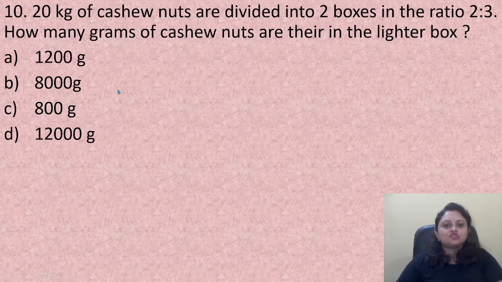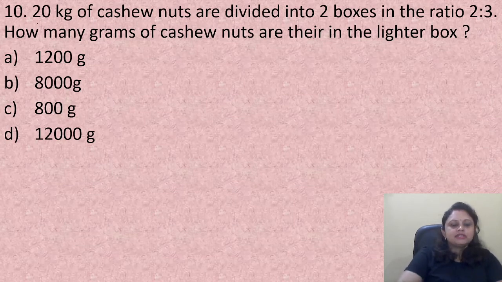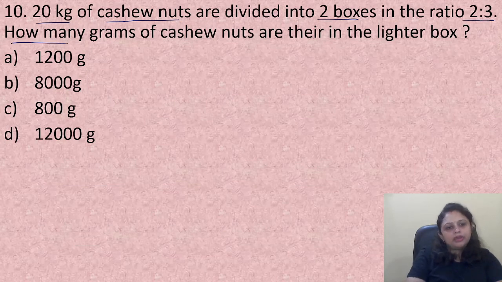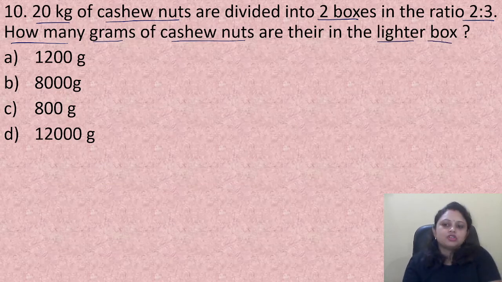20 kg of cashew nuts are divided into 2 boxes in the ratio 2:3. How many grams of cashew nuts are there in the lighter box? Option A 1200 gram, B 8000 gram, C 800 gram, D 12,000 gram. In the question it is given that 20 kg of cashew nuts are divided into 2 boxes in the ratio 2:3. So how many grams of cashew nuts are there in the lighter box?